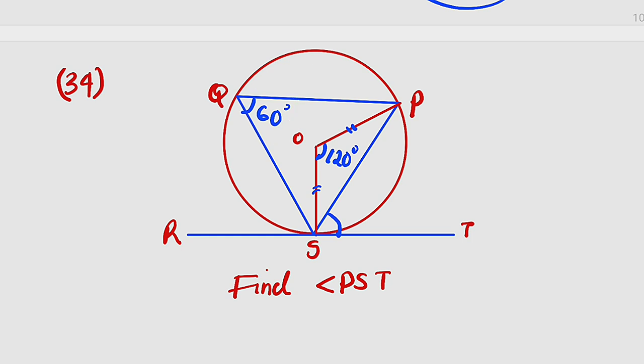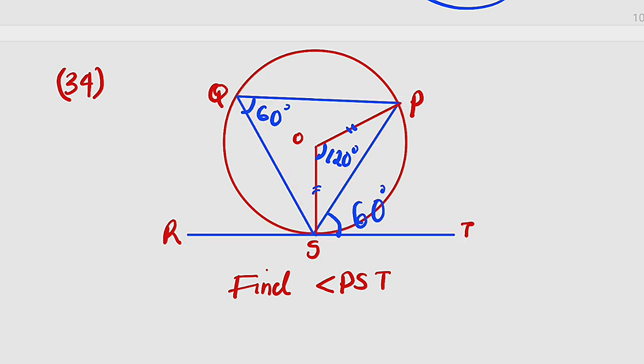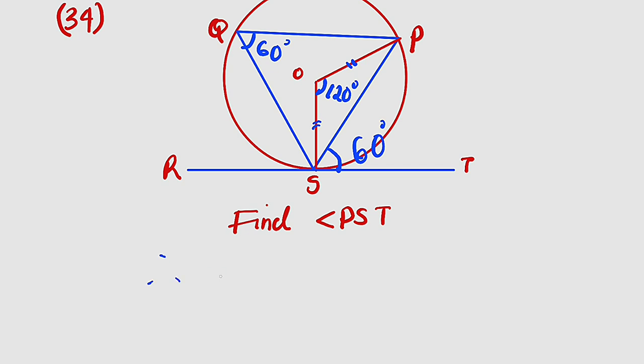That's number one. And you should remember the alternate segment theorem, which states that the angle formed between the tangent line and the chord is always equal to the interior angle subtended by that chord to the circumference, which is this one. So therefore, this one will also be equal to 60, right? So this is 60 degrees. And what are we looking for? PST, which is also 60. So therefore, angle PST is equal to 60 degrees without showing any working.